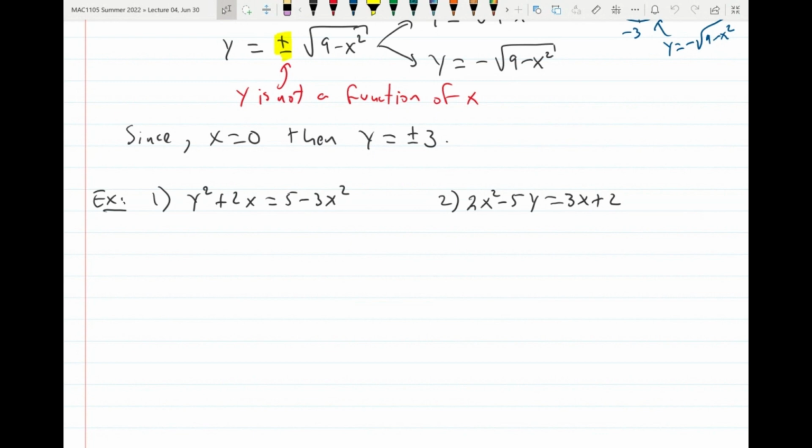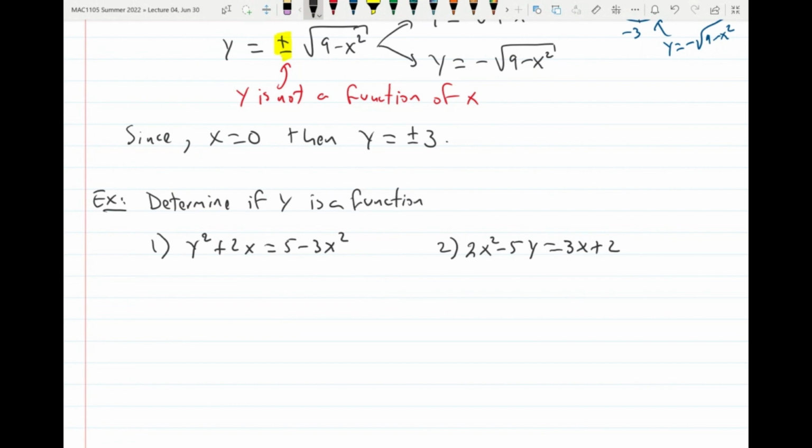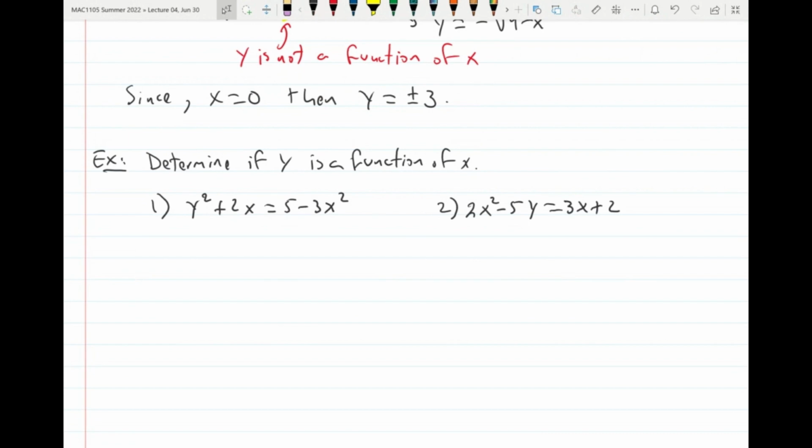Is it a function or not? Why? It becomes plus or minus when you take the square root of both sides. Very good. So again, you solve for y, right? Remember here, really the question is, is y a function of x? That's really what we're trying to figure out. Okay. So maybe I should write it down. Determine if y is a function of x. So to do that, just try to solve for y.